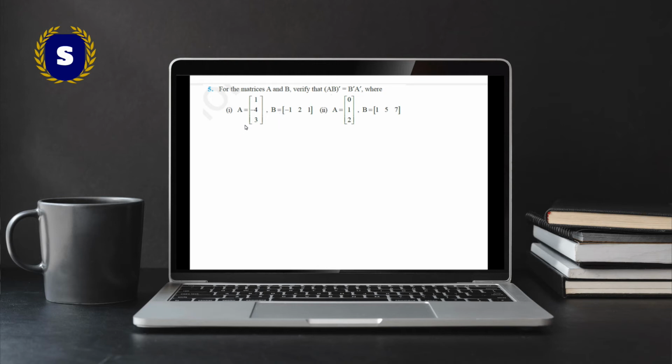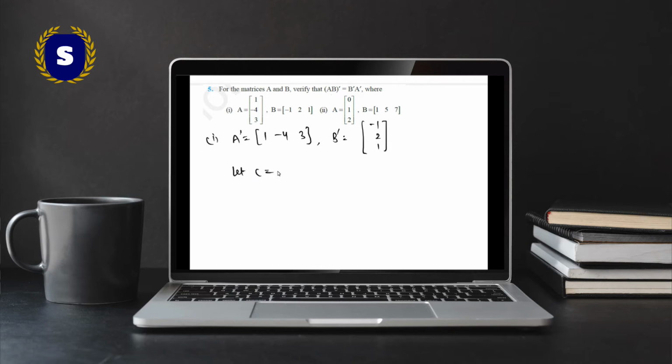We have the given matrices A and B in each part, and we need to verify the required equation. So let us calculate their transpose first before solving or proving any equation. A transpose is equal to 1, minus 4, 3, and B transpose is equal to minus 1, 2, 1.